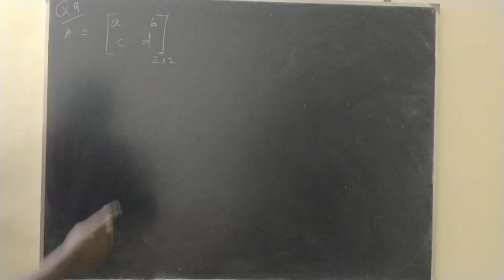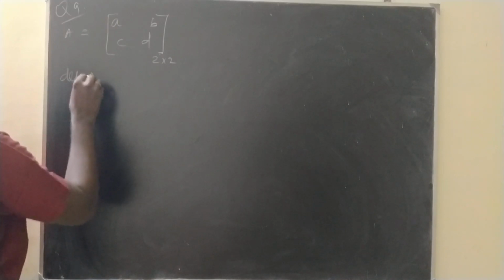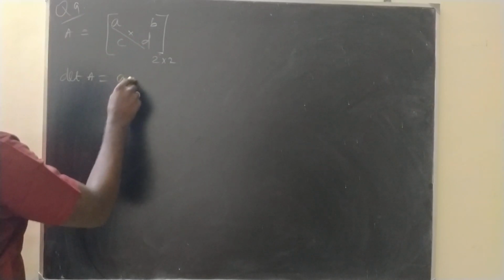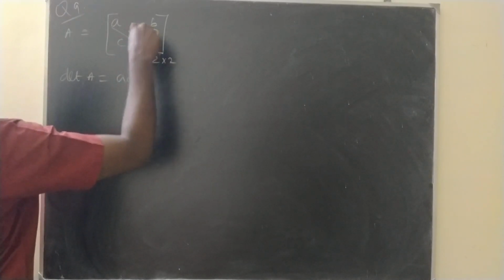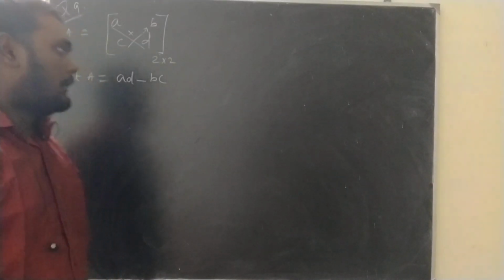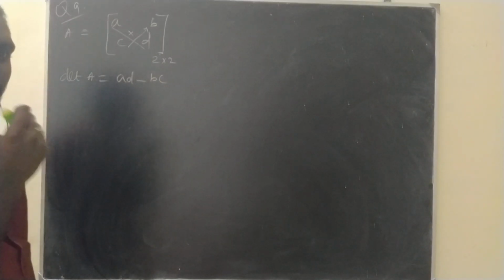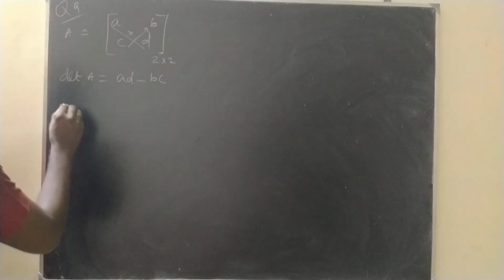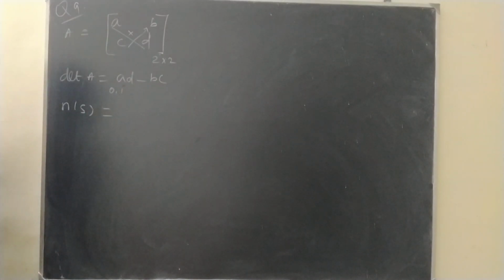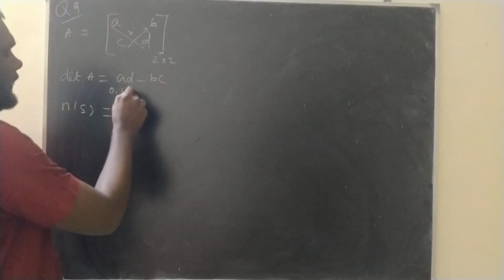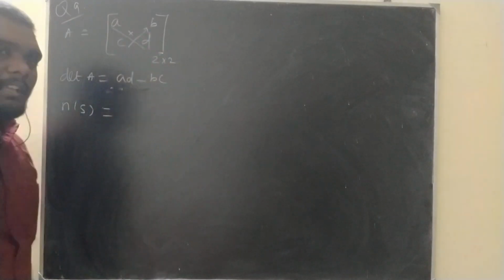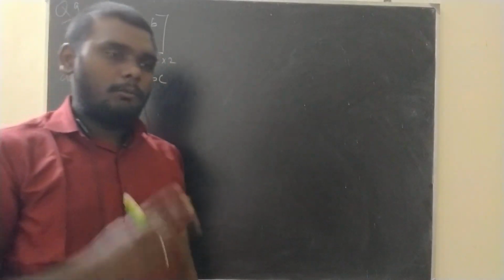That is why it is written as 2 by 2. In this, the determinant of A is simply the multiplication of these two, AD, minus the multiplication of the other two, BC. Have you seen this before? This AD minus BC has how many choices? Like n of S we are about to write. This A has two choices, 0 or 1, and this has two choices, 0 or 1. Likewise, all of A, B, C, D have two choices, 0 or 1.